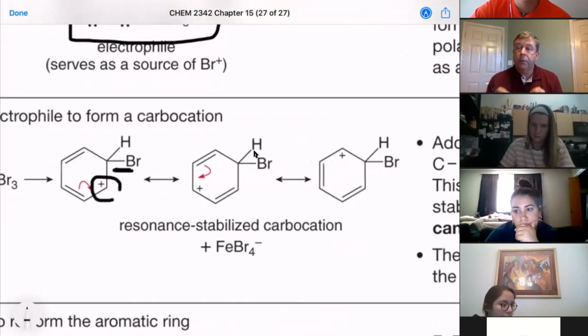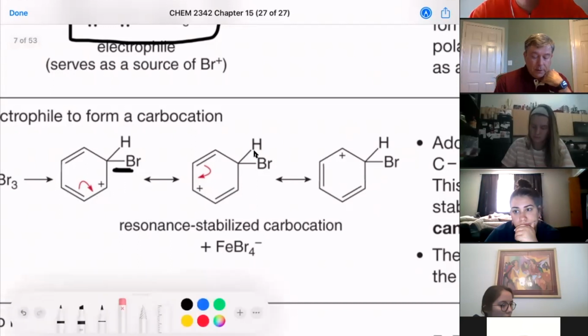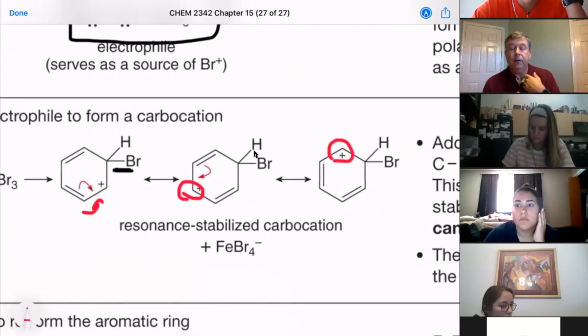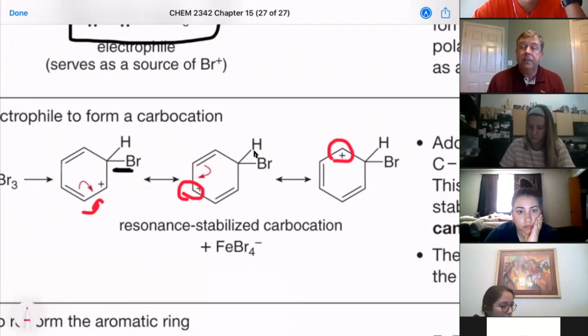Now, we have a carbocation that's next to a double bond. So we can delocalize that positive charge and stabilize it to some extent. When we use resonance to delocalize that charge, we can see that the electrons will kick in over here, and so our positive charge moves to here. We can do it again, and our positive charge will move to here. So this will continuously move around the ring until we have an event happen. And the next event that happens is we have to have a Lewis base, or something that has electrons to donate, reach out and start grabbing at that hydrogen.